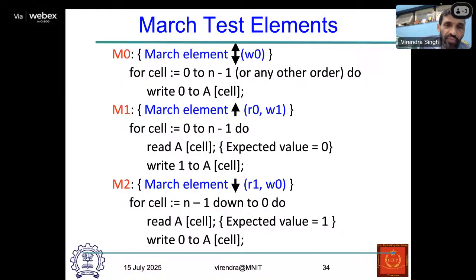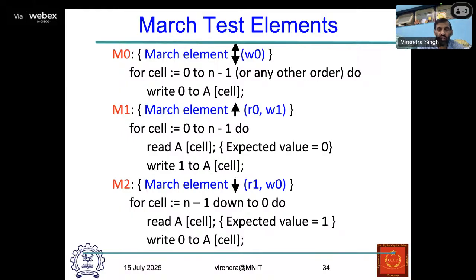So first we do this marching in any order, either from 0 to n minus 1 or from n minus 1 to 0. Although any other order is also fine, if you are doing it in any other order, how do you make sure that you have covered all the cells? So the easy way is either you go from 0 to n minus 1 or from n minus 1 to 0, and write 0 everywhere. That is the initialization step we call march 0.